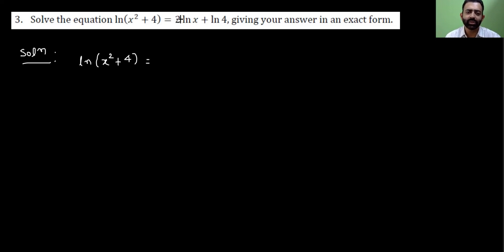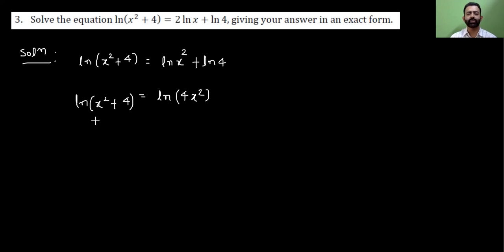Okay, that means this 2 has to be raised as the exponent of this x using the property number 3, right, if you remember that. So this is ln x square basically. I can write this 2 in the exponent of x and then ln 4. Okay, that means now I can apply the property log a plus log b is log ab. That means ln 4x square. In the LHS we have ln(x square plus 4) equal to this.